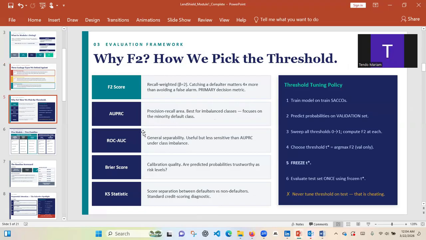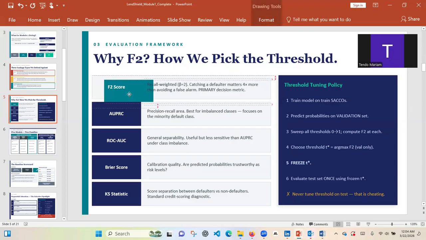And here, this is part of the gist of the presentation. Why we chose the F2 score. In the F2 score, we weight recall and the beta is 2. Here, catching a defaulter matters 4 times more than avoiding a false harm.